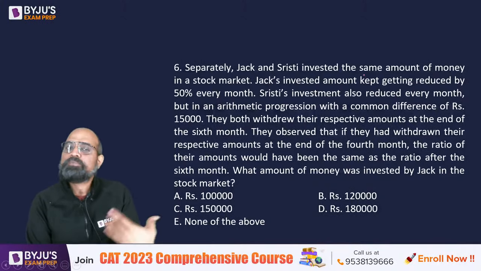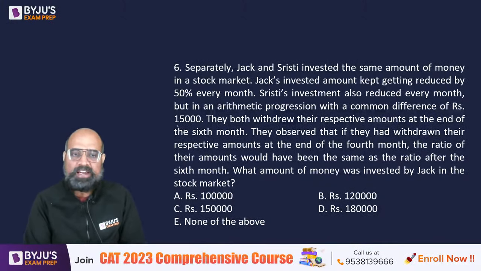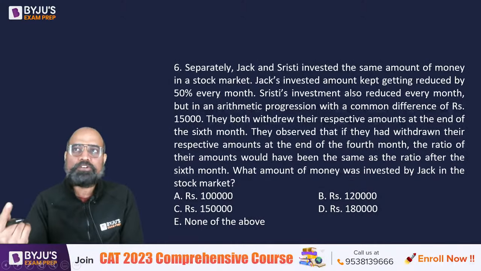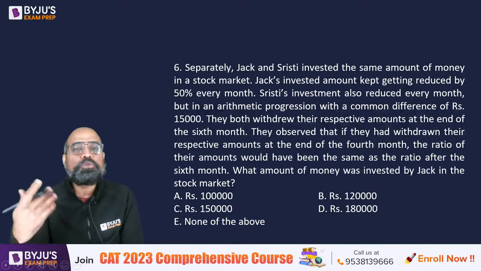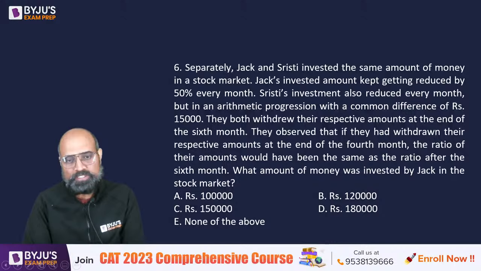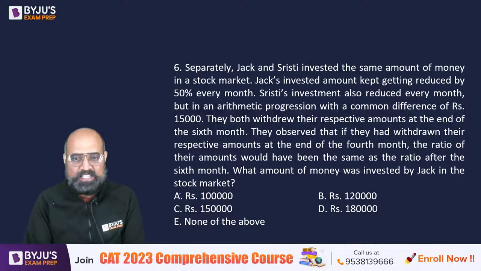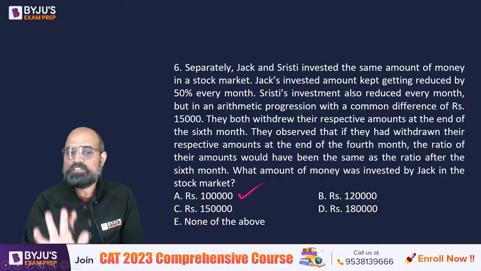Since everything is in terms of fractions and percentage and there is 15,000, let's do one thing. Let's start with the options. We can use variables also, as in we can start with a power of 2 because it says 6 months. So 2 to the power 6, we can start with 64 rupees also. The easiest value to work on with is this 1 lakh.